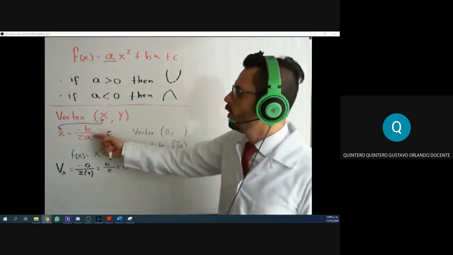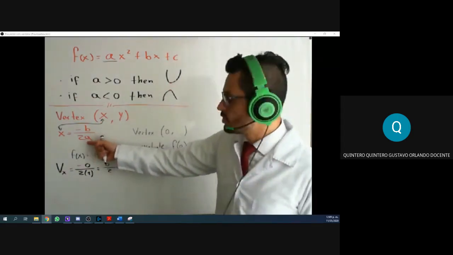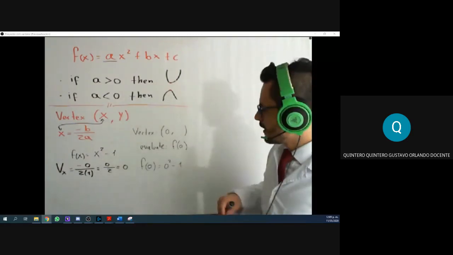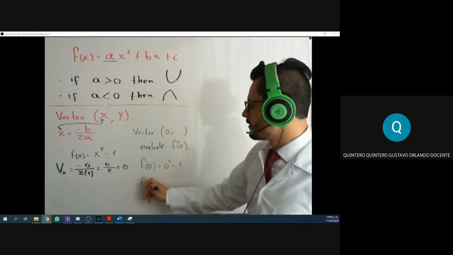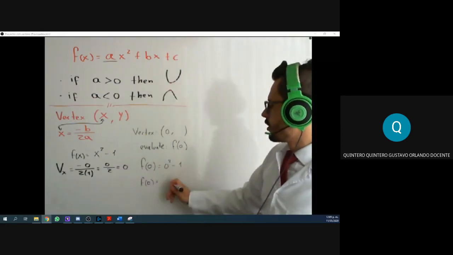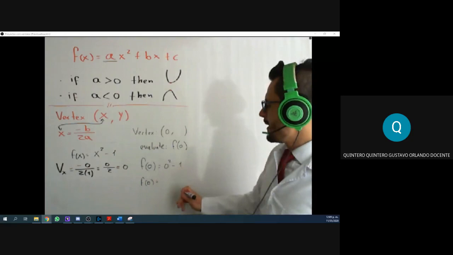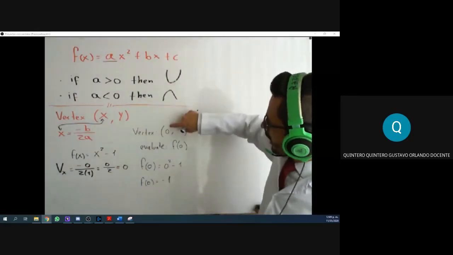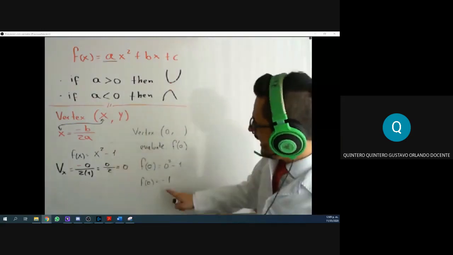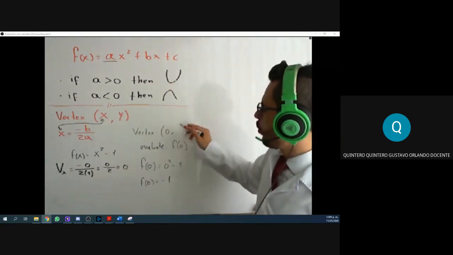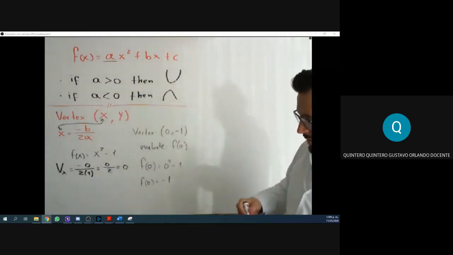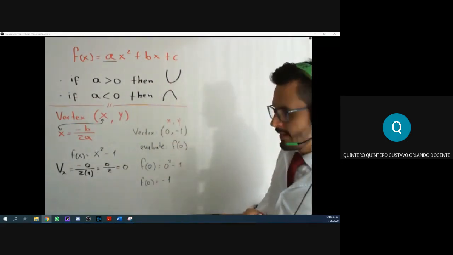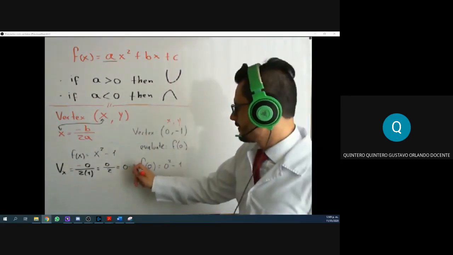That is the reason why we only give the formula for x. Because no matter what the value is, all you have to do is replace it in the original function and find the result. f of 0 will be 0 squared, which is 0, minus 1, which is negative 1. Meaning the vertex has an x coordinate of 0 and a y coordinate of negative 1. There we go. This is the x, and this is the y.